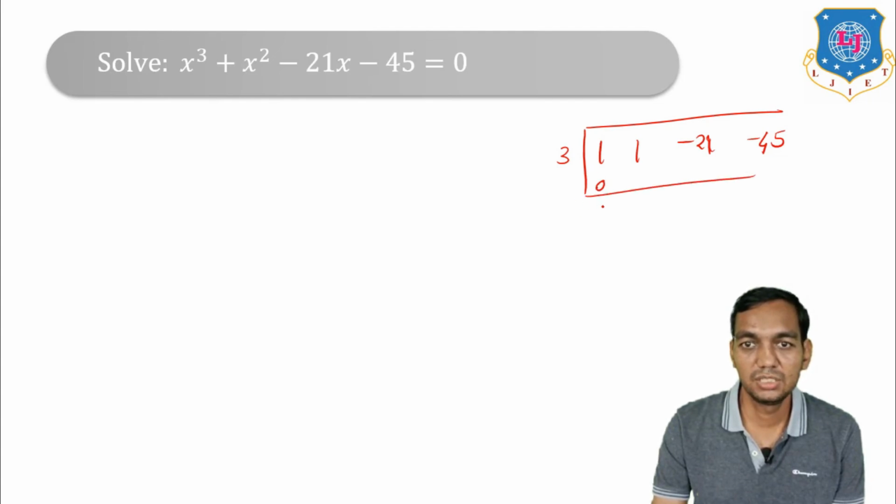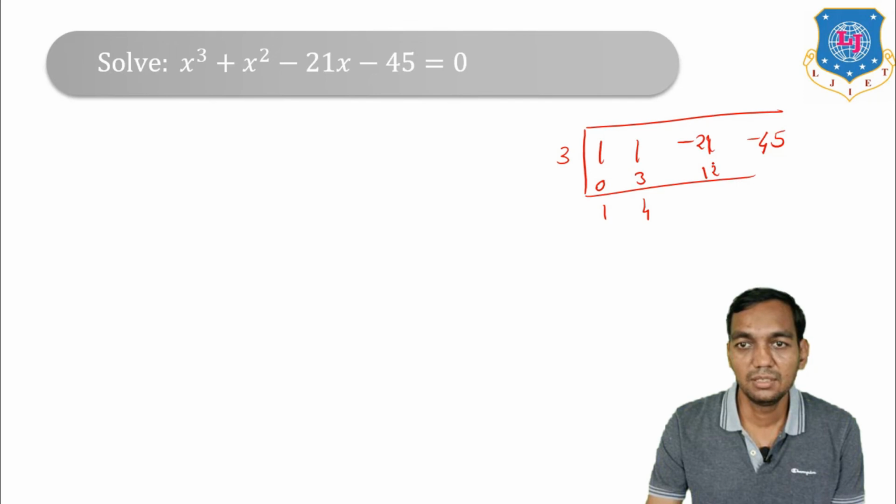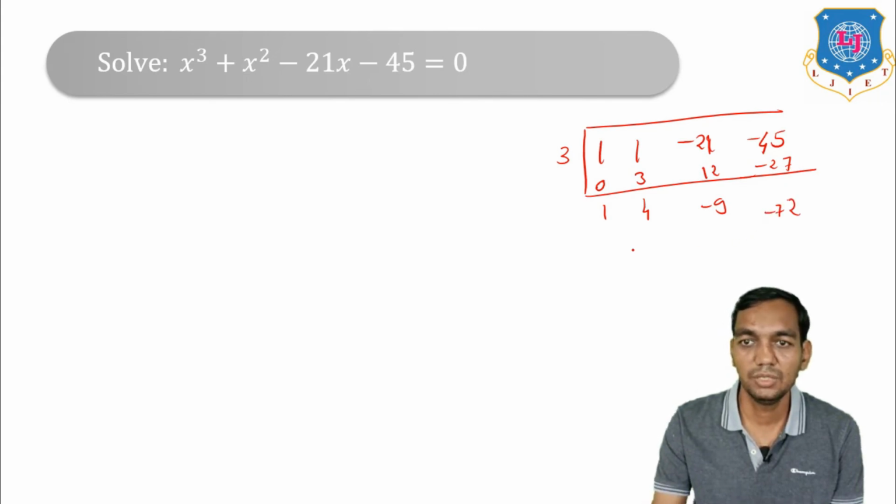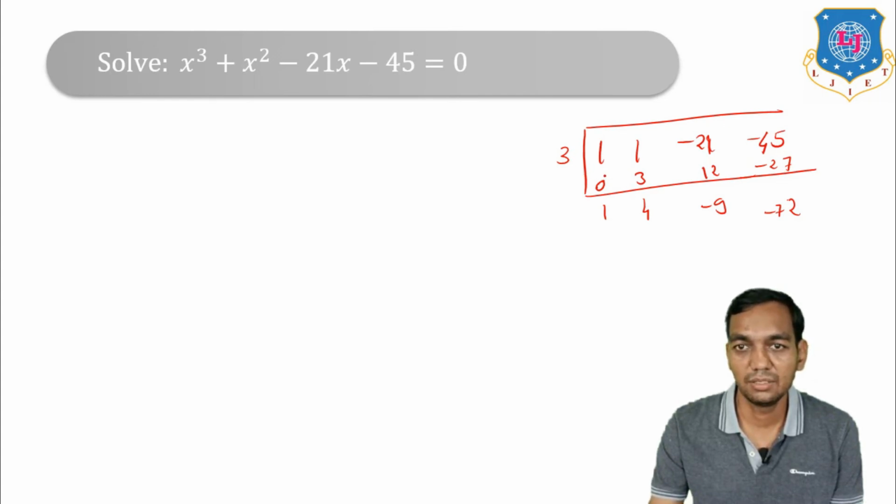So 1 plus 0, that will be a 1. 3 1 is a 3. 3 plus 1, that will be a 4. 4 3 is a 12. Now minus 21 plus 12, that will be a minus 9. And minus 9 into 3 is minus 27. So if you add these 2, then this will be a minus 72. Okay. But this is not 0, that means 3 is not a factor.